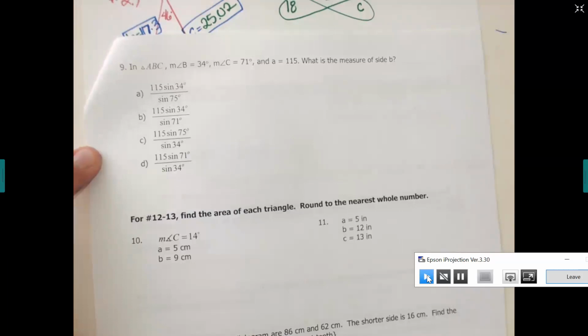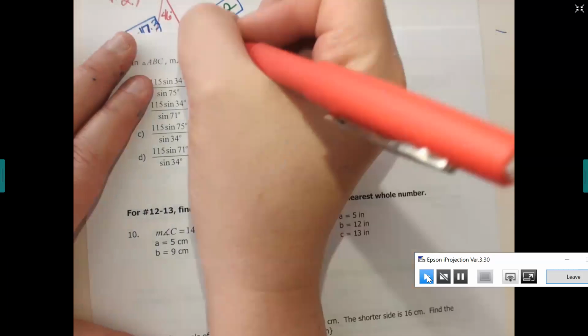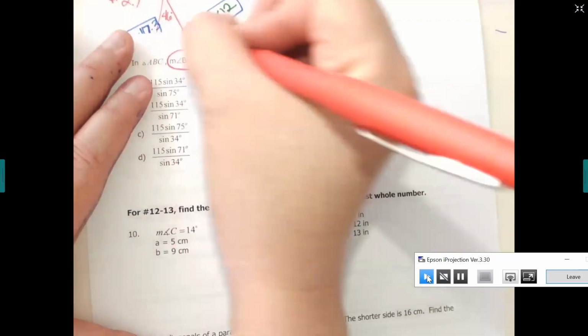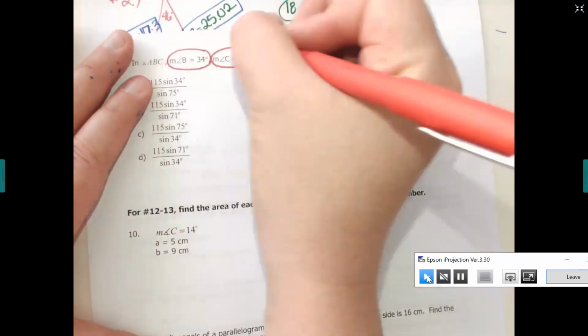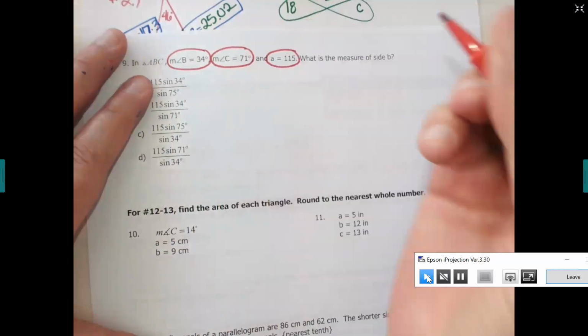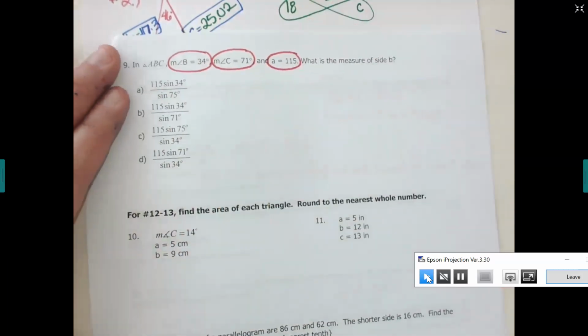And what about number 9? No. Okay, now real quick, I want you to take a look at number 9 closely. Okay, number 9, you have angle B and C. So let me circle those. You have B and C. And then they gave you little a. But if you have 2 angles, how many do you really have?